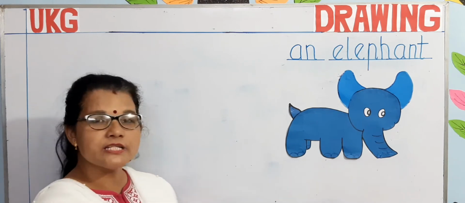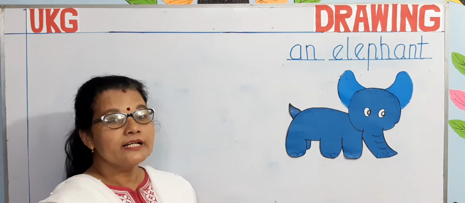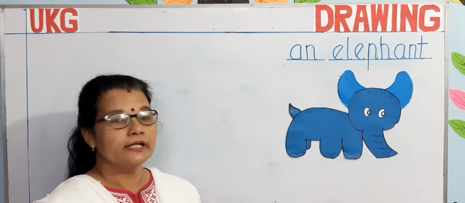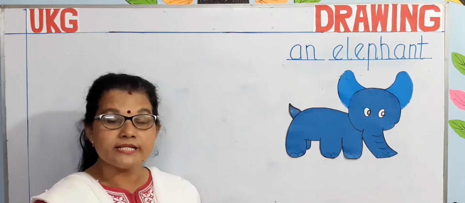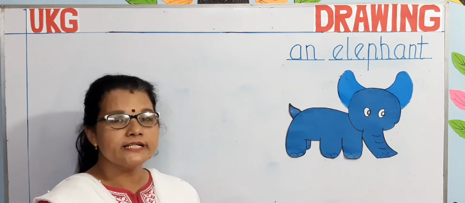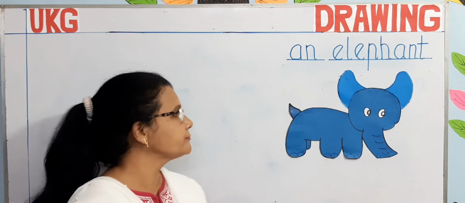Can you name this picture, children? Yes, it is an elephant. Do you know what is an elephant? It is a huge animal. It has a long trunk. It trumpets. Its sound is called trumpets. So come, let's learn how to draw an elephant step by step.